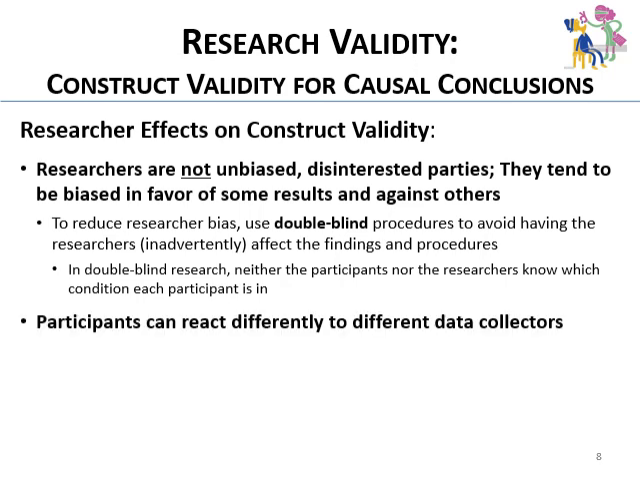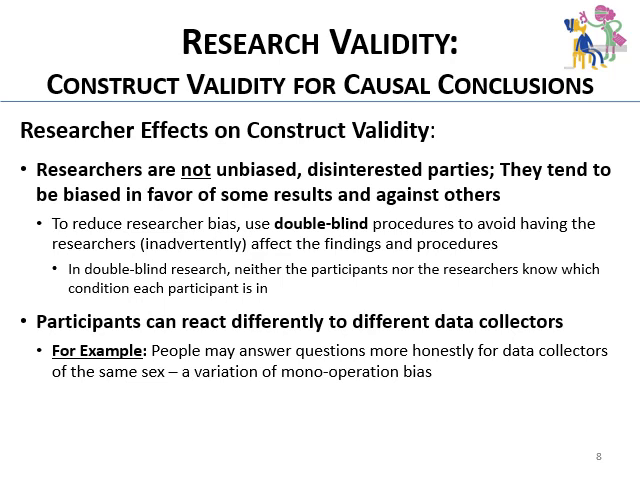So also, back to a biosocial effect, participants react differently to different data collectors, right? So for example, they may answer questions more honestly for data collectors of their same sex, particularly if you're asking about something they may not want to answer or give you honest answers on. It's sort of like a variation of mono-operation bias.